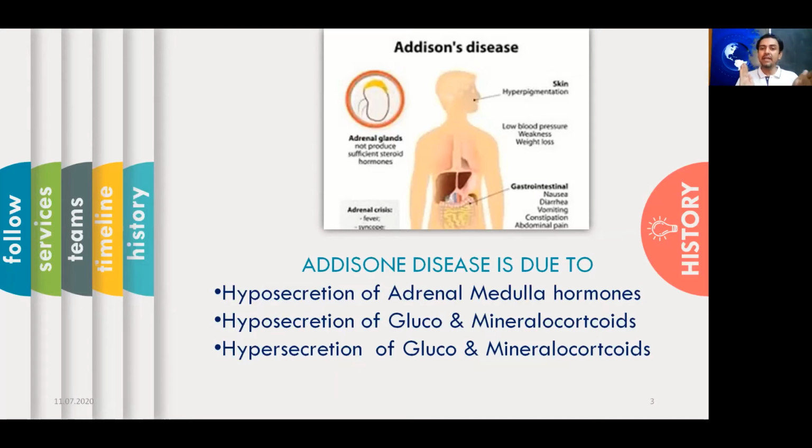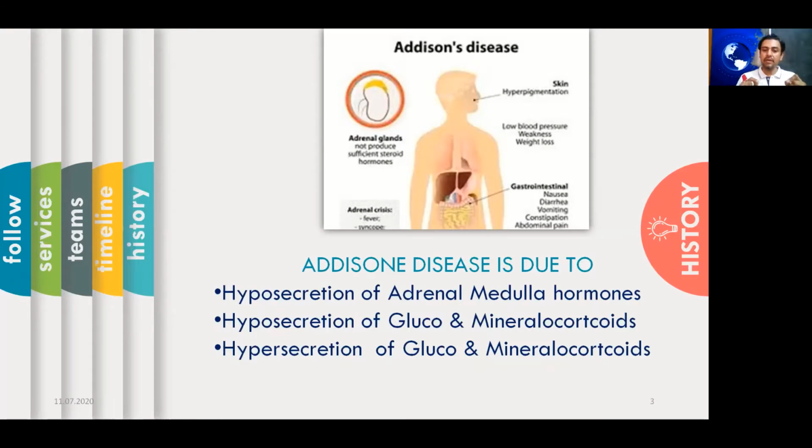So you have to relate options. In endocrinology, the options will not come in the same language as you have decided. The options may change, so you have to apply your thoughts. The correct answer here is hyposecretion of gluco- and mineralocorticoids. The option may be there: hyposecretion of the hormone secreted by the adrenal cortex. If glucocorticoid and mineralocorticoid are not present as an option, then that option will become the correct option.